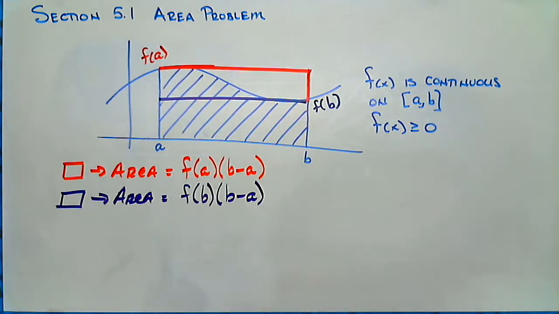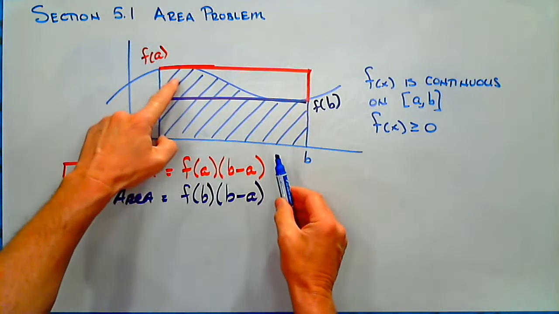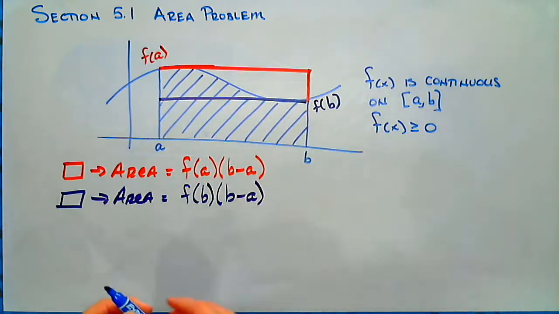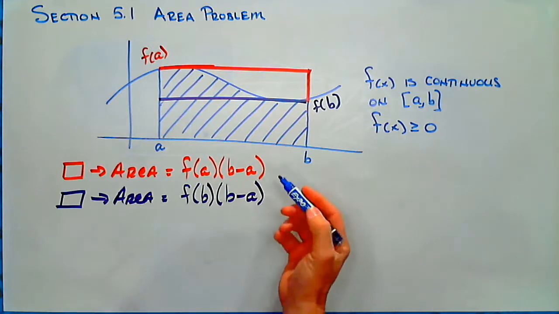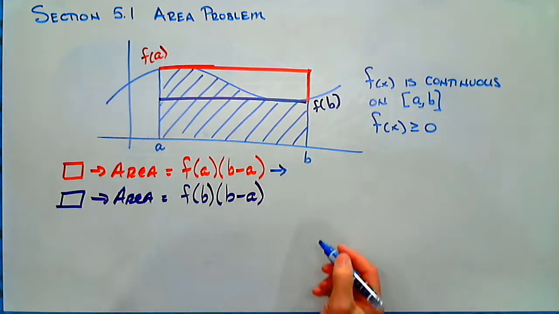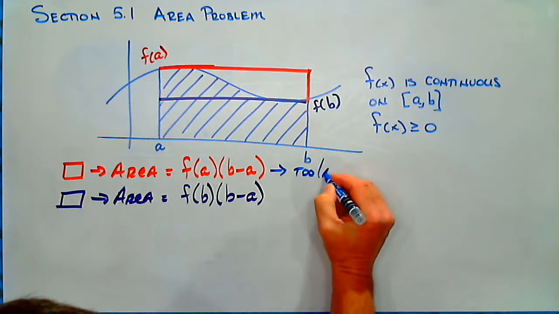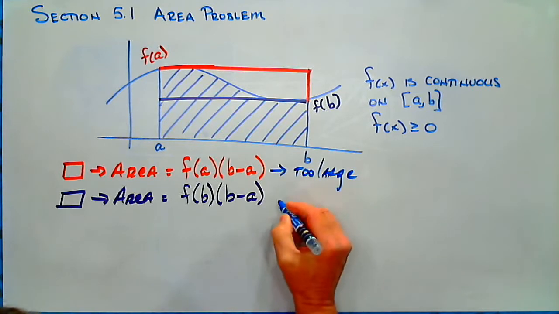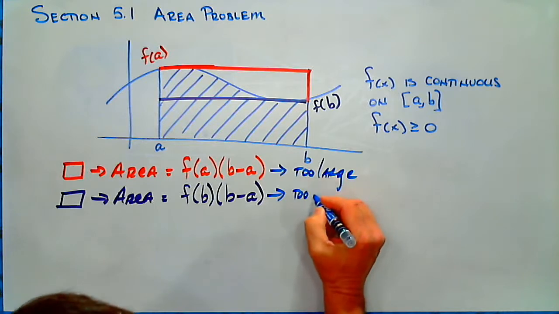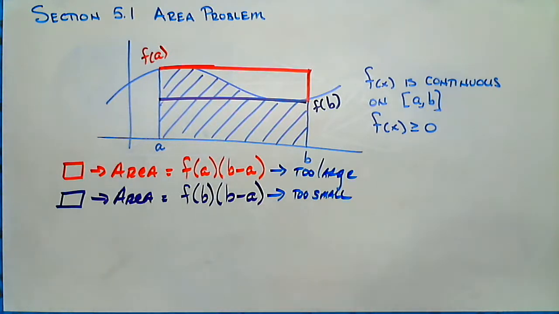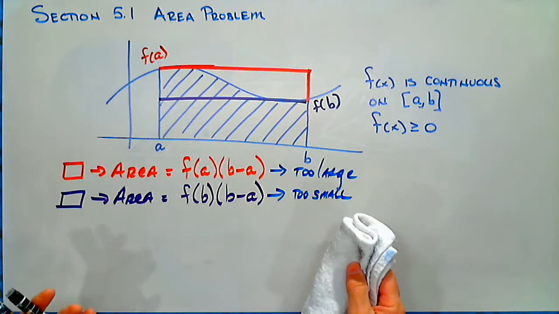And the reason they're wrong is because the purple rectangle leaves out this piece, whereas the red rectangle includes this piece. So we know this one is too large, and this one down here is too small. All right? So we have those, and what are we going to do about this? How are we going to fix this, right?